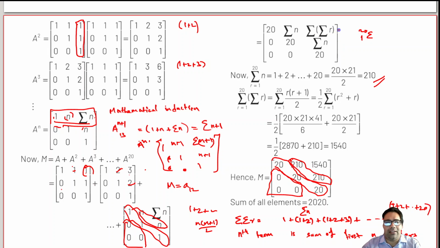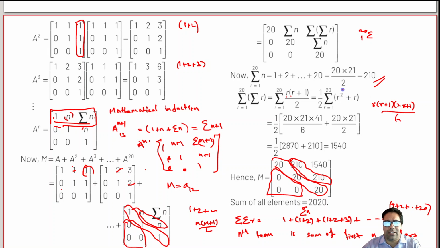Now, what is sigma r? Sigma r, that we know. So sigma n is n into n plus 1 by 2. Right. So the rth element of this sum of series is r into r plus 1 by 2. So now what is our total sum? If we do this, this becomes r square plus r by 2. This 1 by 2 we can bring outside, and we know sigma of r square, the sum of squares of first n natural numbers, is n into n plus 1 into 2n plus 1 by 6, or r into r plus 1 into 2r plus 1 by 6.